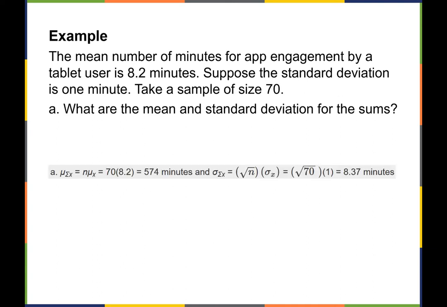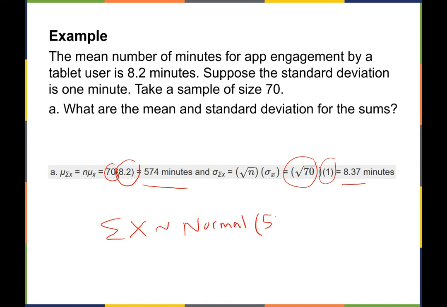All right, so what you just did is 70 times the original mean, and that gave me 574 minutes. And for the standard deviation, you did root 70 times the original standard deviation of 1. That gave me 8.37 minutes. So now we know that the sum, x, is distributed normal with a mean of 574 and a standard deviation of 8.37.